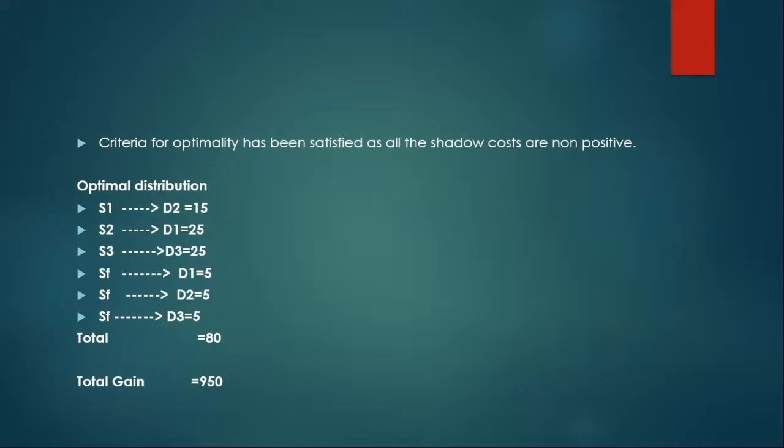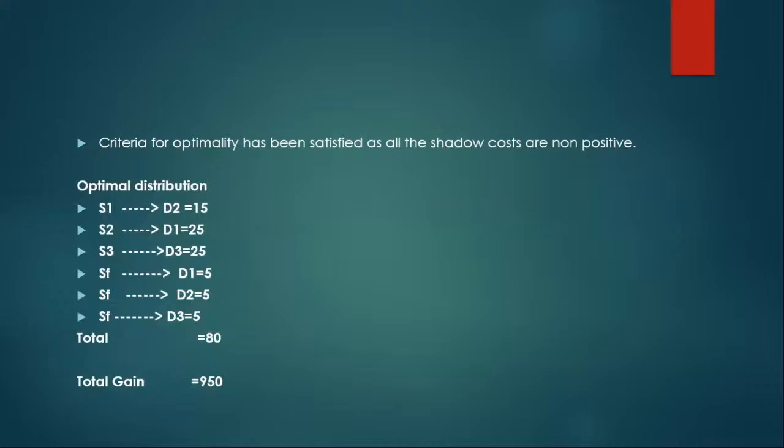So the optimal distribution is we will supply S1 to destination D2, 15 units. We will supply 15 units to destination 2. We will supply 25 units to destination 1. Source 3 will supply 25 units to destination 3. The fictitious source will supply D1 5 units.